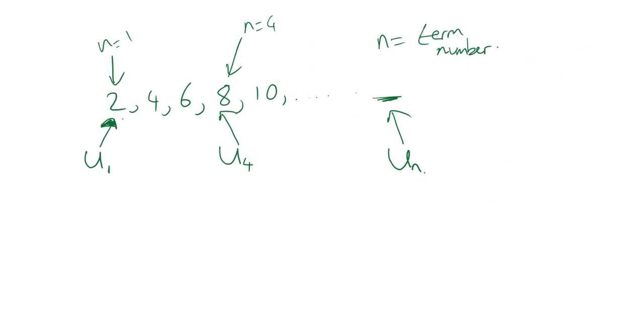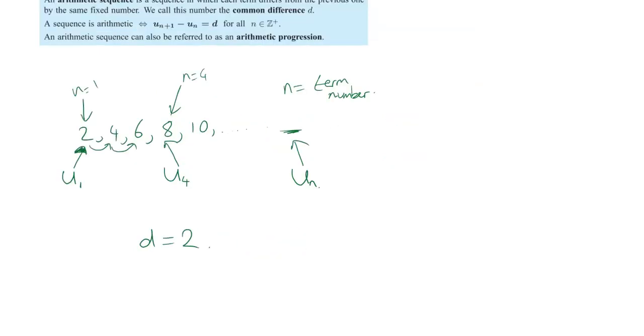Now, you'll notice that these ones are going up by the same amount each time. We'll talk about this in just a moment, but that means this is an arithmetic sequence. That difference between the terms is known as D. So we're going to say that D is equal to 2 in this particular case.